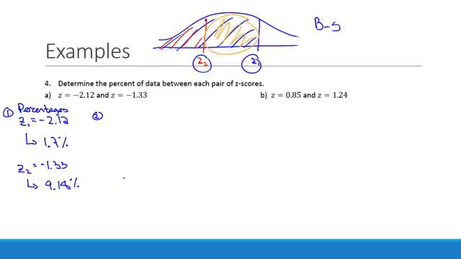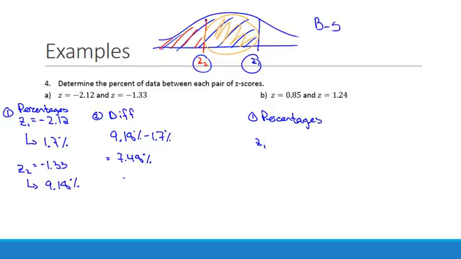And the second step, you could find the difference between them. So to find the difference between them, just go with the larger one, so 9.18%, minus the smaller one, 1.7%, and then that equals 7.48% if you check that in your calculator. All right, so the first step will always be find the percentages. Second step would be the difference.